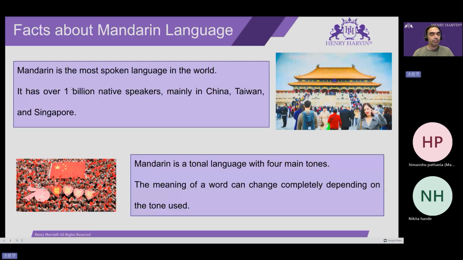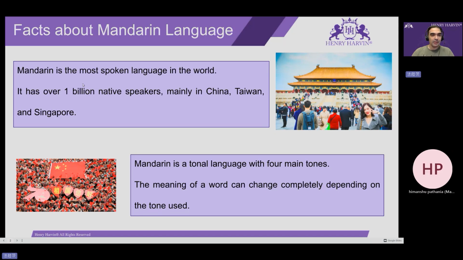So first of all, some facts that I would like to mention about the Mandarin language. It is one of the most widely spoken languages in the world. It has over 1 billion native speakers, mainly in China and Taiwan and also Singapore. There are also plenty of Mandarin Chinese speakers in Hong Kong and Macau, and even in Malaysia as well.